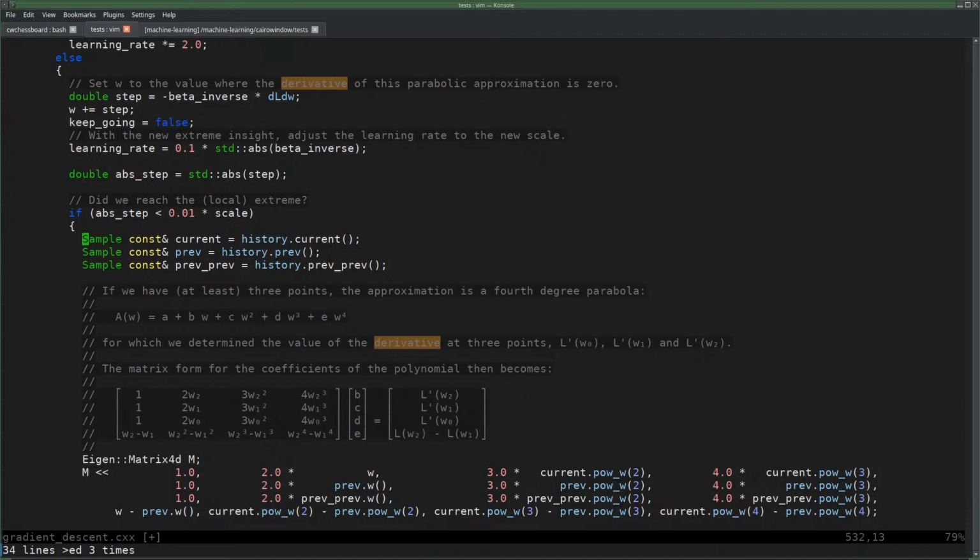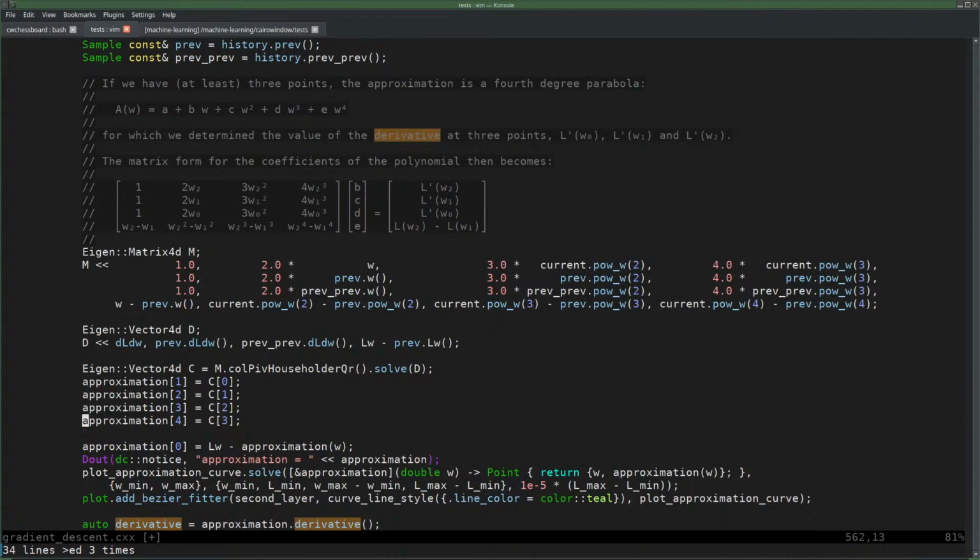Okay, so now get a reference to the current sample and the previous sample. Those are the 3 points that we use. Create a matrix, solve a matrix equation, define, offset the coefficients of the approximation, set the coefficients of the approximation without setting coefficient number 0.